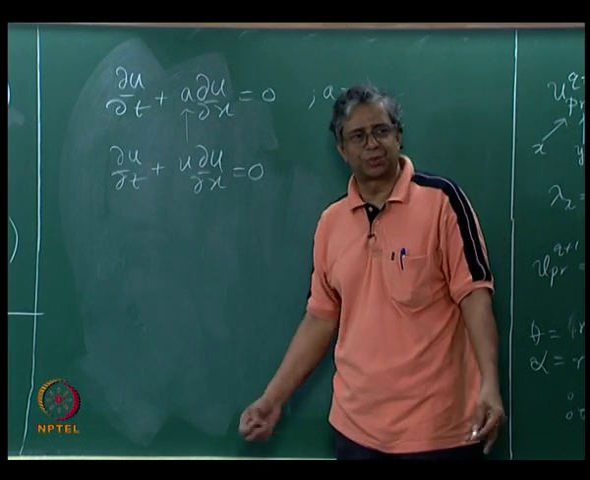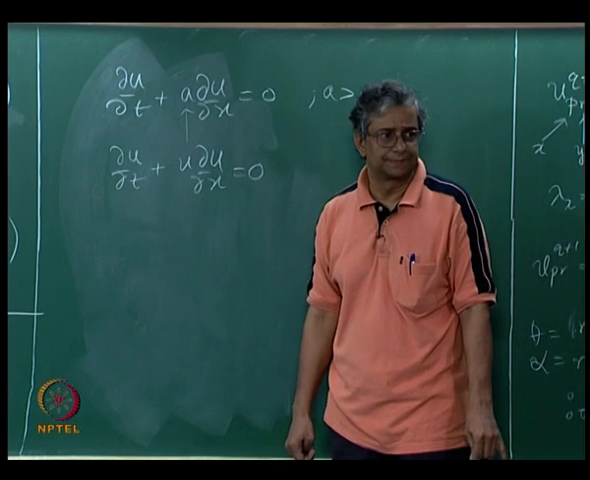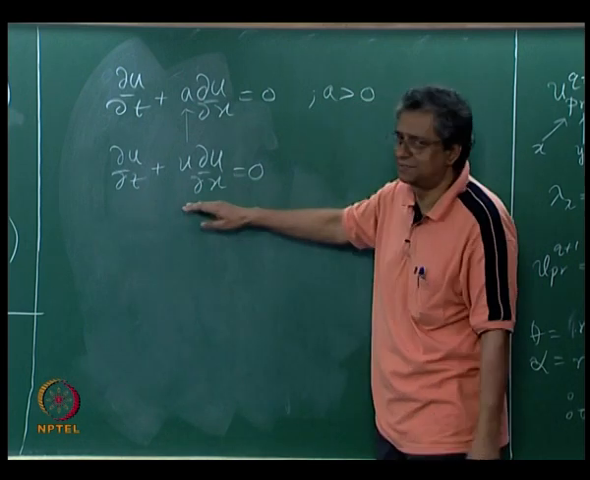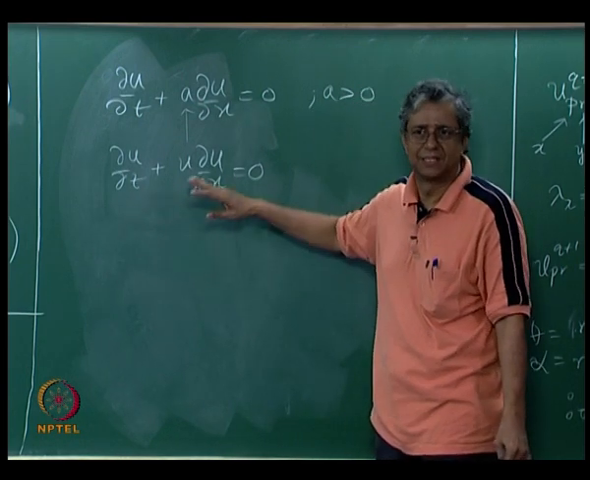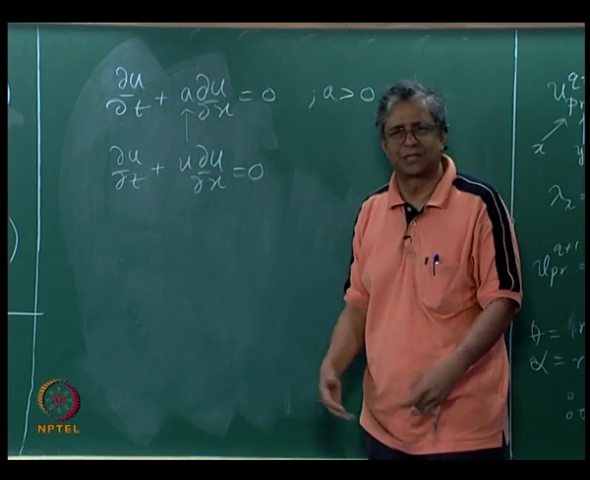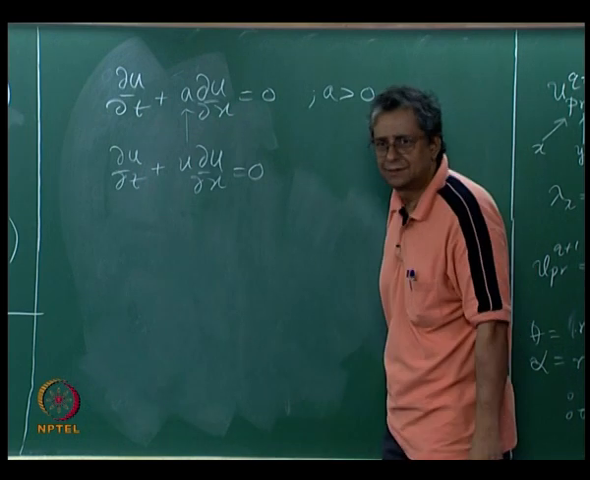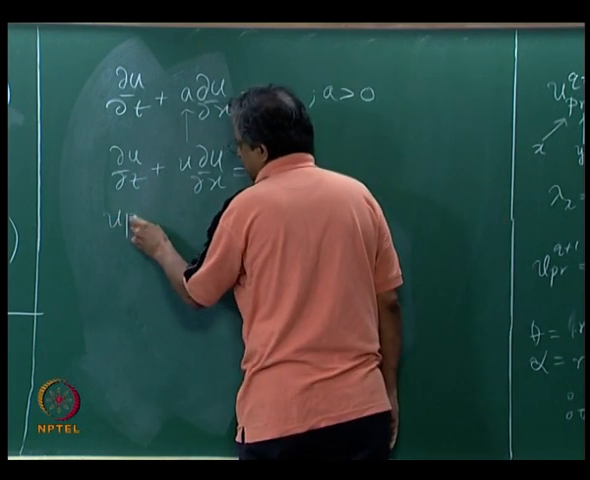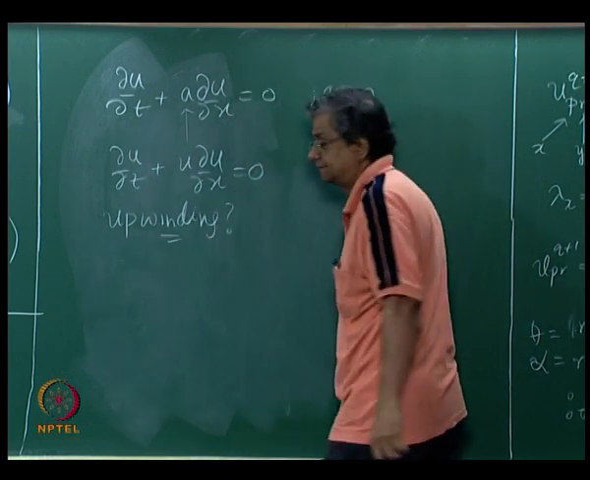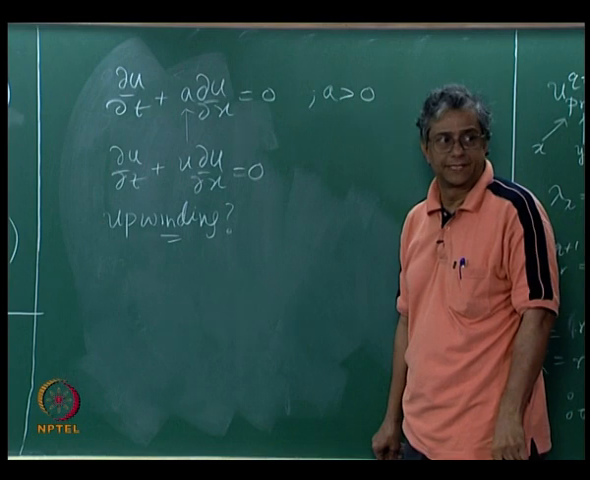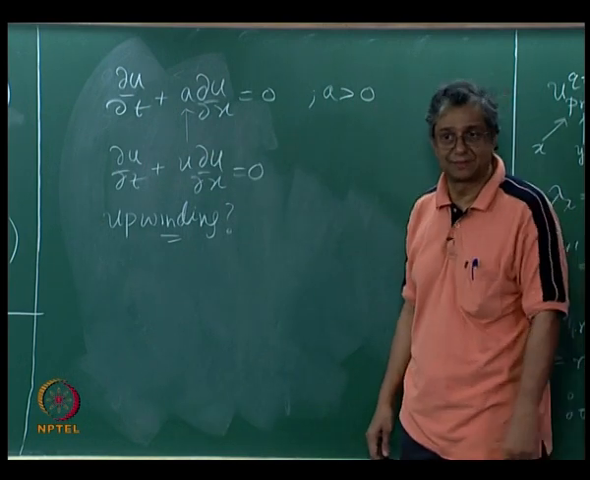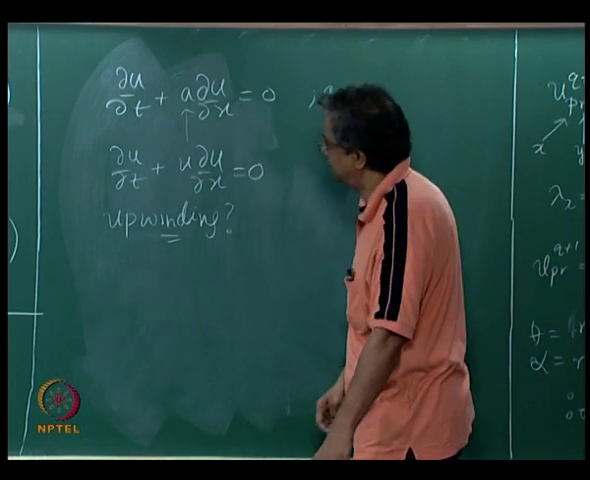How do you ensure that you are doing FTBS? We will look at this equation in greater detail a little later, but right now I am using it just for motivation. How do you make sure that you are using upwinding? It is not so much FTBS, but how do you make sure that you are doing upwinding? If you do not know what the sign is, how would we make sure that we are doing FTBS? There are different ways by which you could do it.